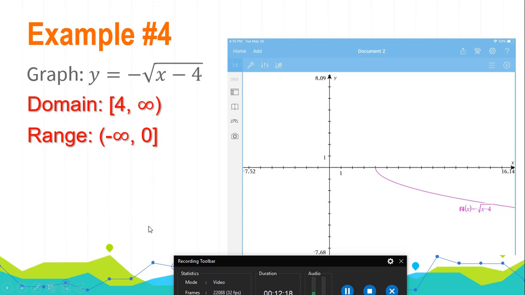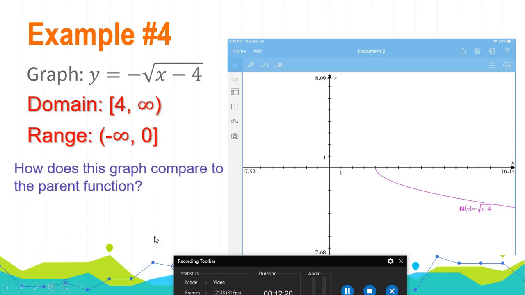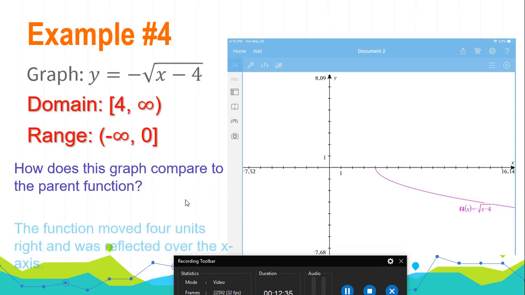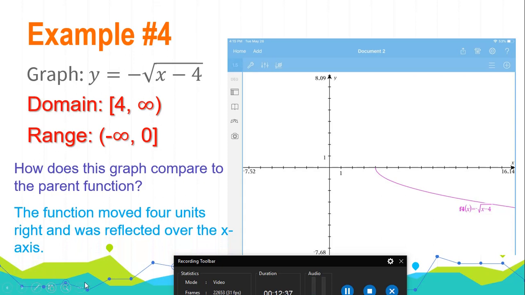So how is this function different from the parent? First of all, we can see that it's moved over 4 units to the right. But we also know that it's underneath. So if you remember from previous lessons, we have taken the function and we have reflected it over the x-axis. So my description has both movement 4 units right and a reflection over the x-axis.